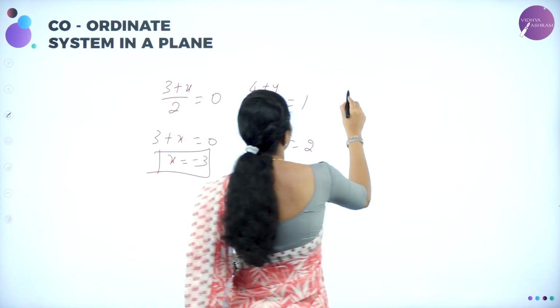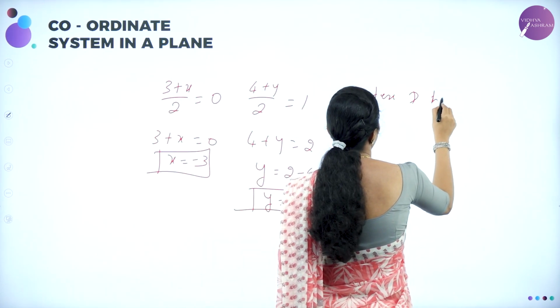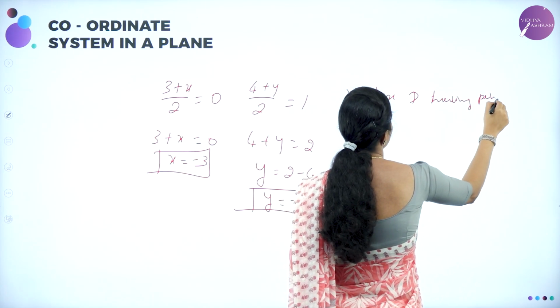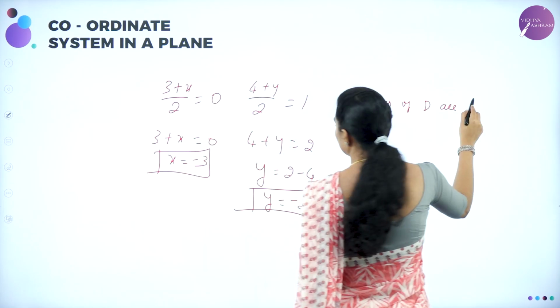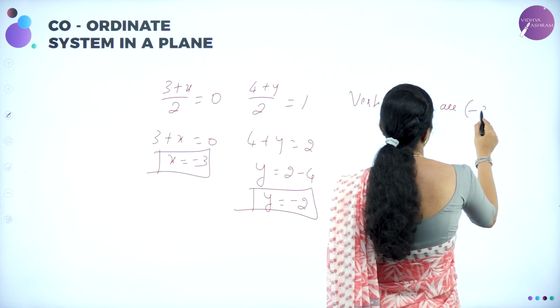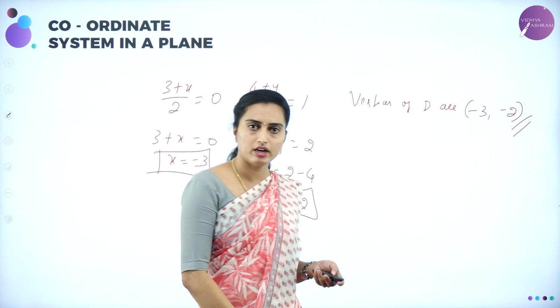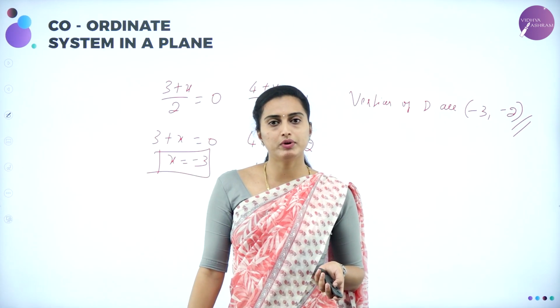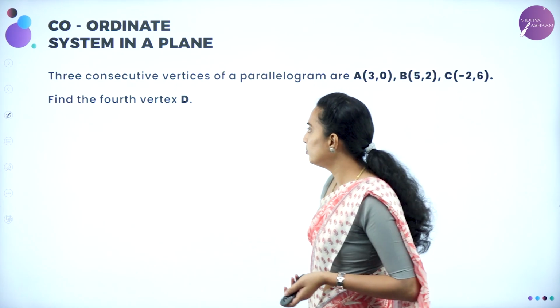So therefore vertex D has a point, what is that? Or the vertices of D are minus 3 comma minus 2. Minus 3 comma minus 2. That's it, your answer. Understood? By having the rhombus definition, we are finding the vertex. Okay, we'll move on to the next.